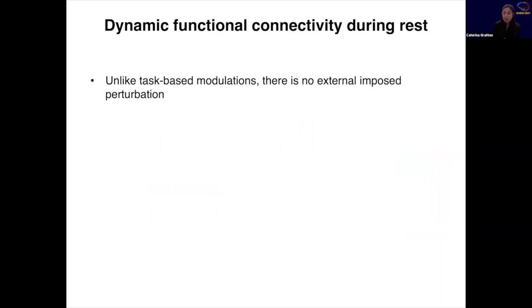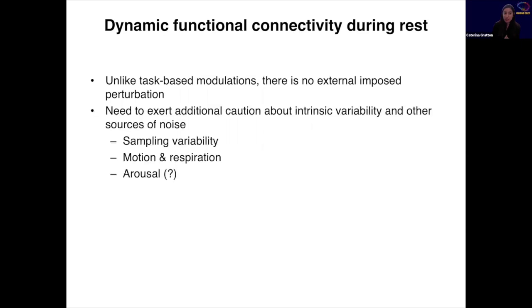However, I would like to caution that care needs to be exerted in the measurement and interpretation of dynamic functional connectivity, because unlike task modulations, there's no external imposed perturbation, which means that it may be hard to distinguish intrinsic variability from other sources of variation that might be noise in this context. For example, sampling variability, motion and respiration, and perhaps arousal, and whether or not that's noise may depend on your specific question. I'll go over each of these in the next few slides.